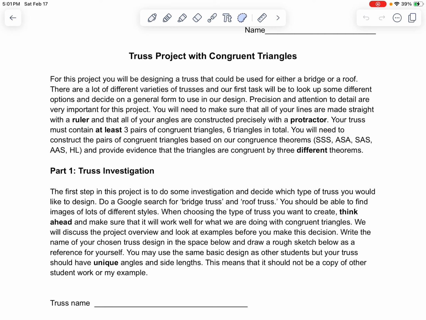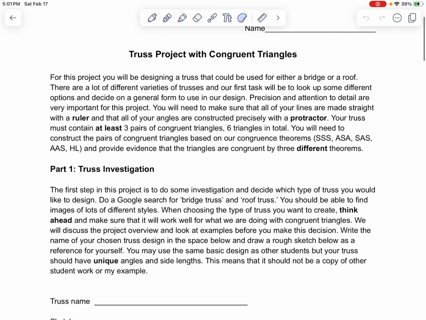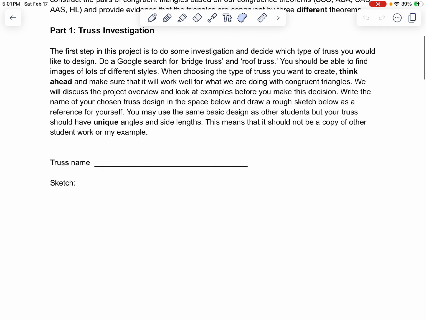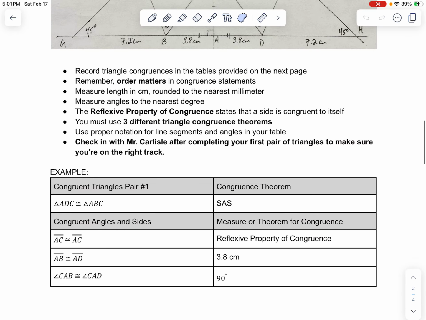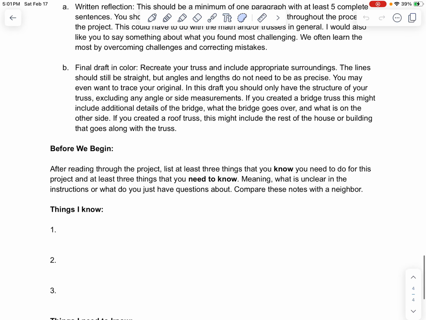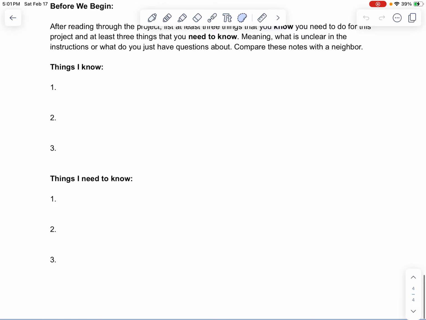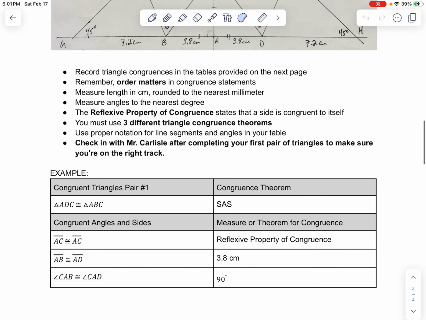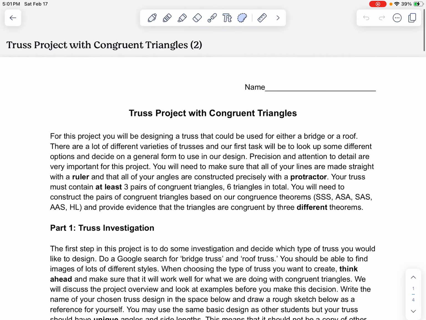So I'm assuming as we're watching the video that you have read through this project completely. There are a couple pages, a couple different parts to this, and we'll talk through those briefly. But if you haven't done so already, say you missed class and you're watching this for the first time, make sure you read through this project completely first.